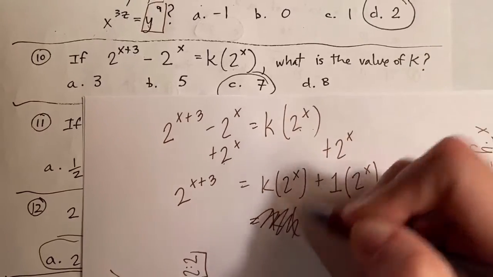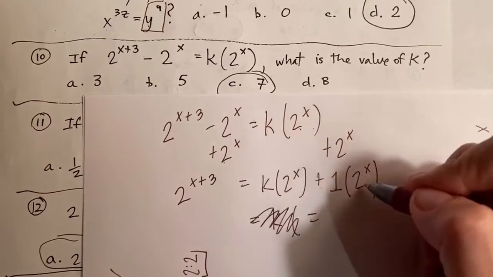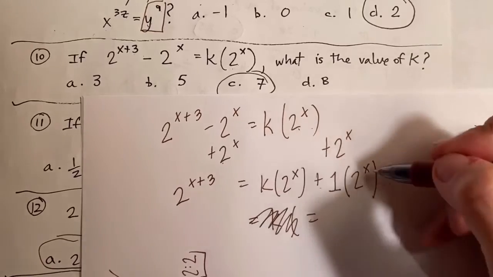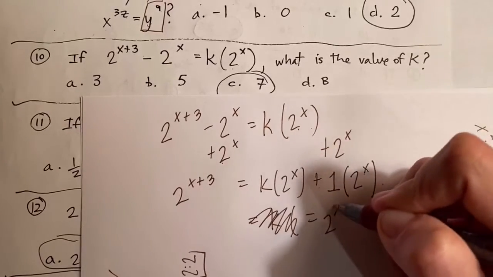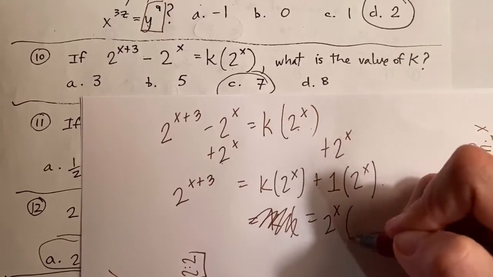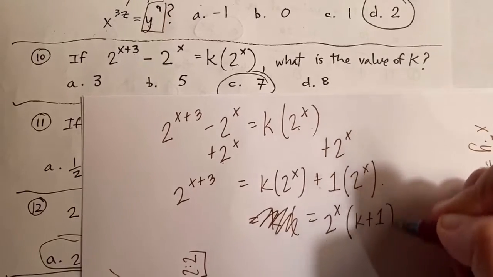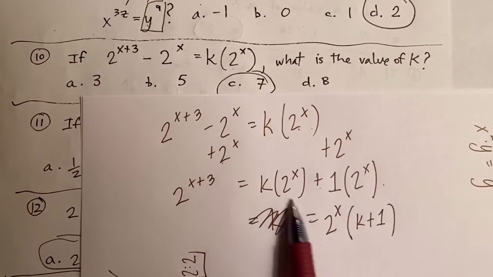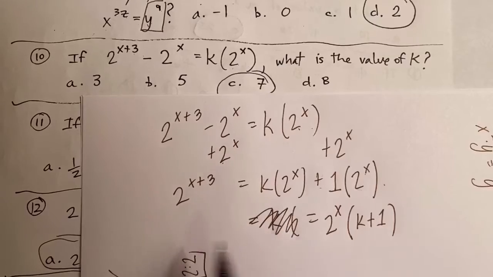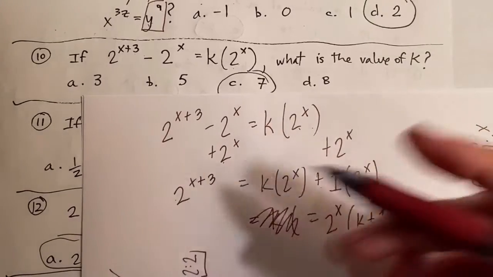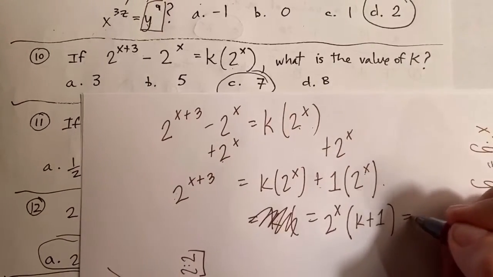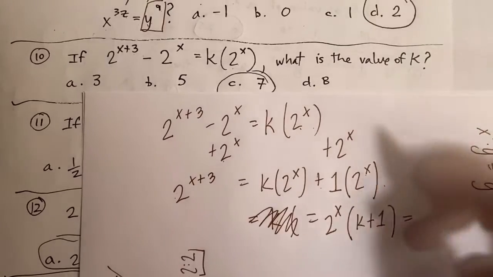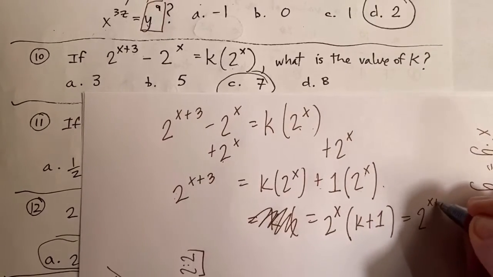Oops, I told you I was going to distribute out, but what I can actually take out is a 2 to the power of x. So that's k plus 1. Right? Distribute that out to both terms. And that still has to equal this 2, so I could put it over here or here, it doesn't matter. 2 to the x plus 3.